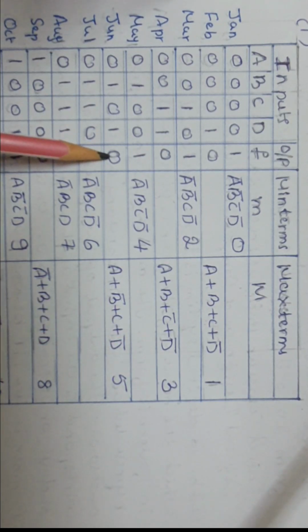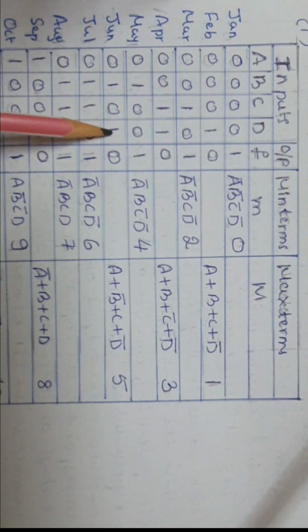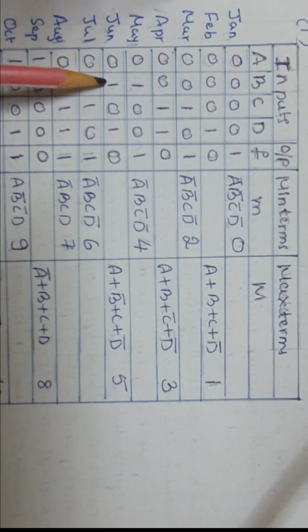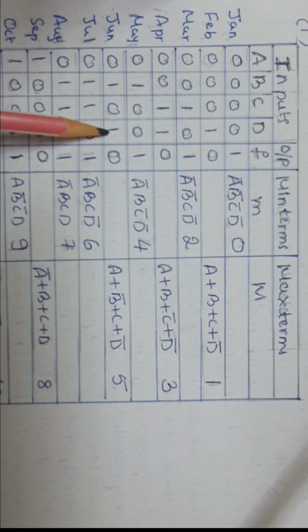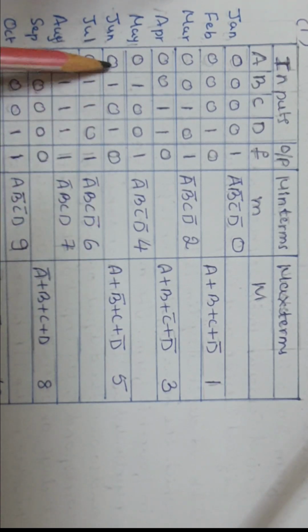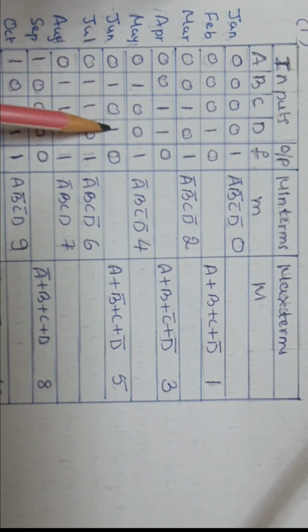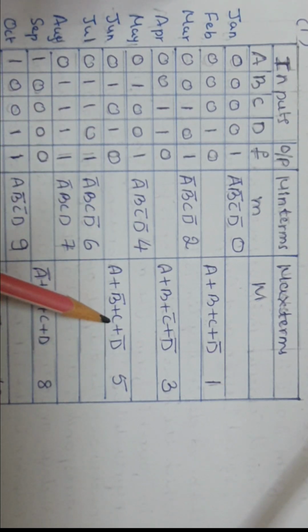Next output is 0 here. 0101 is the input combination: A plus B bar plus C plus D bar. That is the max term. 0101 in decimal is 5. Hence this is max term 5. Next the output is 0 here. 1000 is A bar plus B plus C plus D. That is written here. 1000 in decimal is 8. Hence this is max term 8.